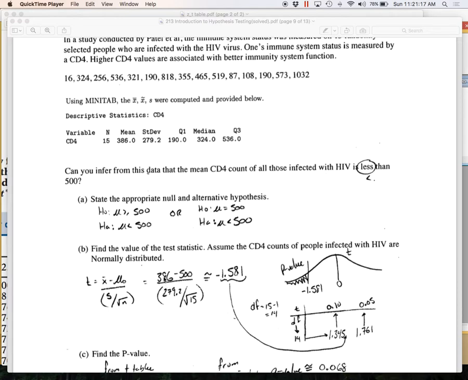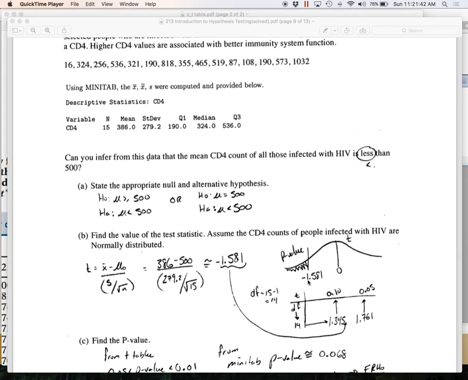Then the actual average, you've got some readout here. We could actually put this data into Minitab and find the average if we wanted to. Somebody's already found it for us: 386. Subtract the hypothesized value, that is 500. Divided by S, again, somebody's found that for us. Here is S. And divided by root of n. Okay, this is our test statistic.